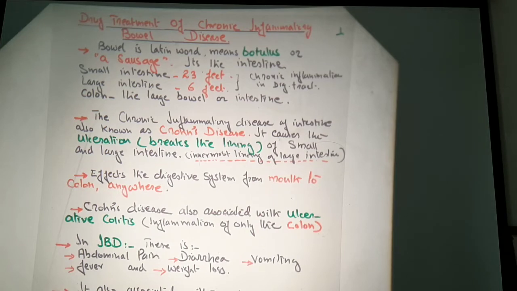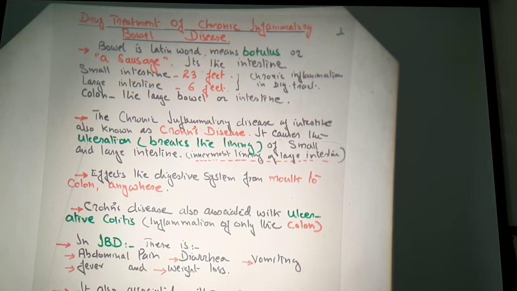Now, the chronic inflammatory disease of the intestine is also known as Crohn's disease. It causes ulceration. Now, what is ulceration? Ulceration is nothing but the breakdown of the lining of the intestine, small or large. If there is breakdown of the cells of the lining, particularly the innermost lining of the large intestine, it may cause the disease condition that is known as ulceration.